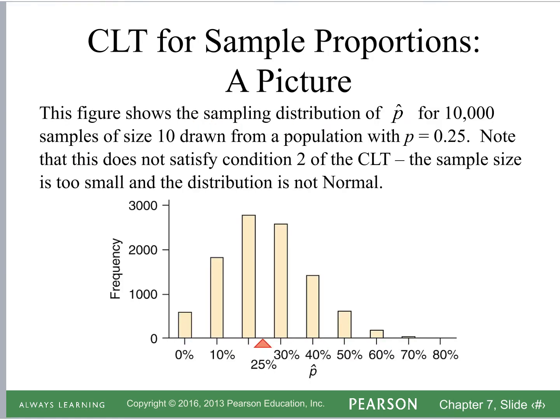Okay, so here is an example of the central limit theorem for sample proportions. This figure shows the sampling distribution of p hat for 10,000 samples of size 10, drawn from a population with p at 0.25. Note that this does not satisfy condition number 2 of the central limit theorem because the sample size is too small and the distribution is not normal. Let's go ahead and calculate what condition number 2 would look like to show us why that sample size is too small.